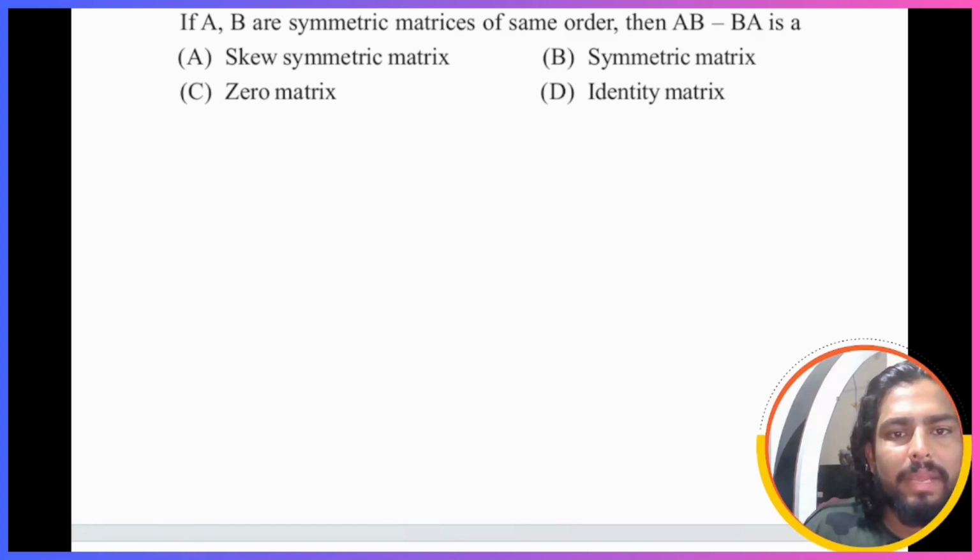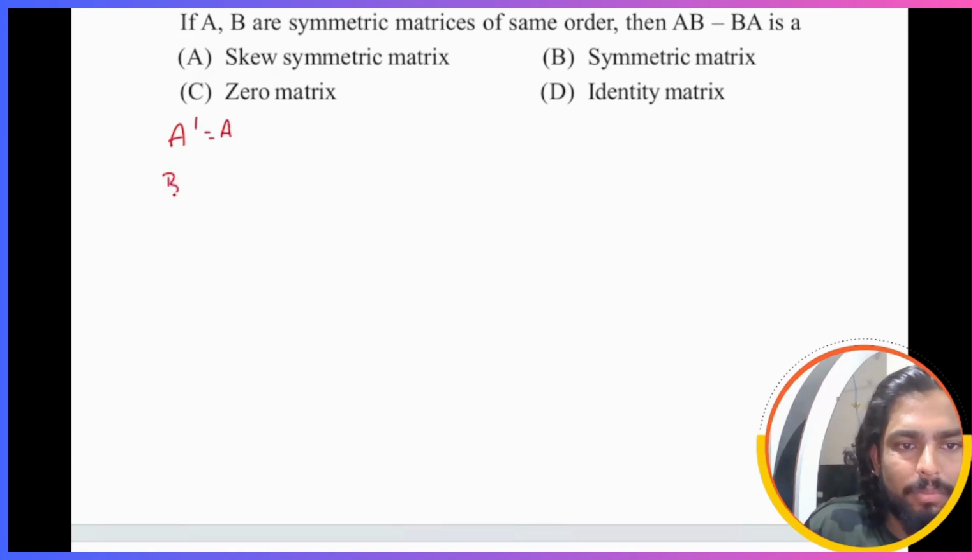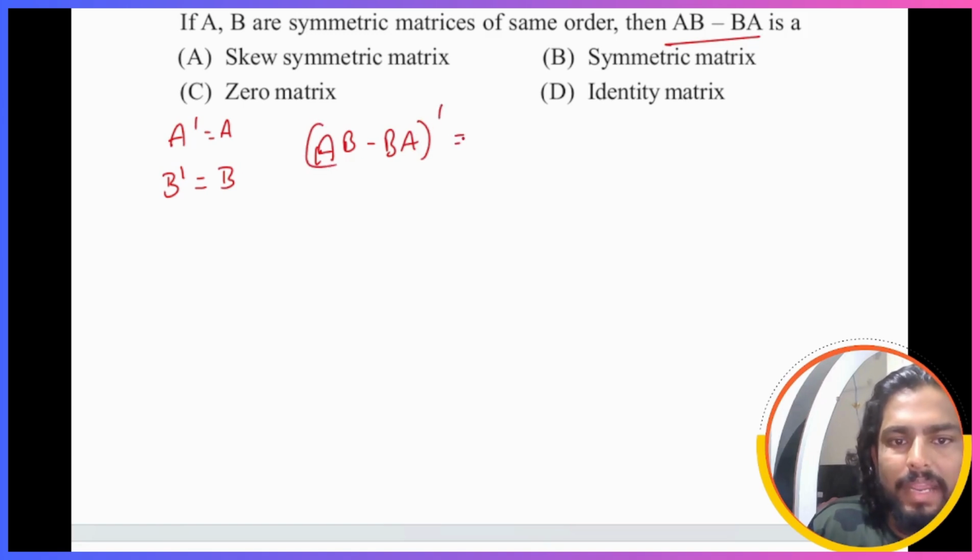Yeah, next question, A and B are symmetric matrices. So you know the symmetric matrix conditions, right? So A dash is equal to A and B dash is equal to B. Other conditions are given, so that's why now I'm writing this. Then they're asking us to find what AB minus BA is. Okay, simple, makle. So take AB minus BA, the whole transpose. Okay, so if you take this, we can shift this transpose to each and every element. So we get AB dash minus BA dash. Okay, so AB the whole dash minus BA the whole dash.